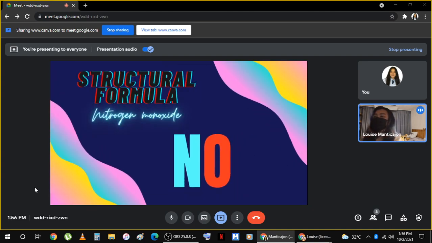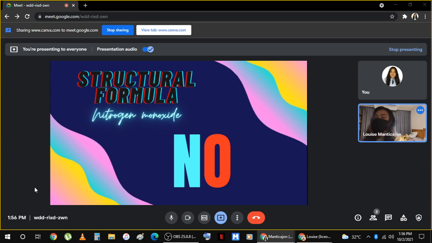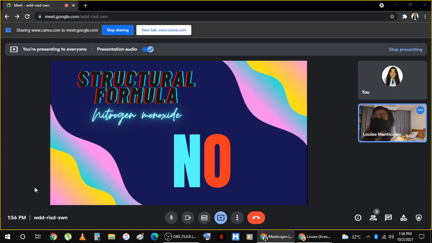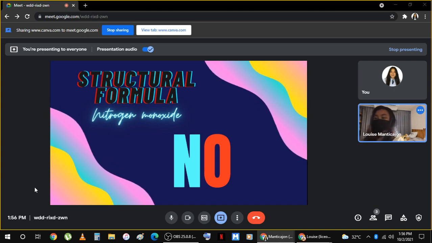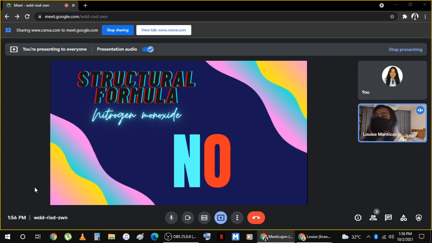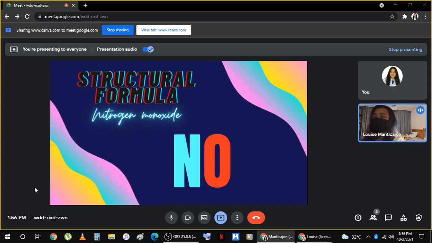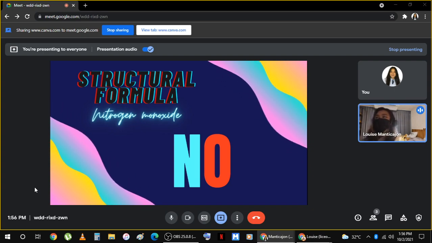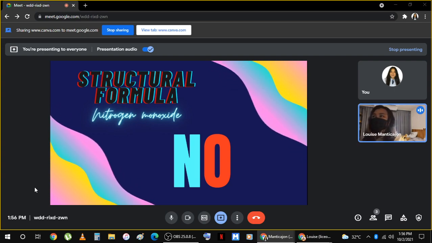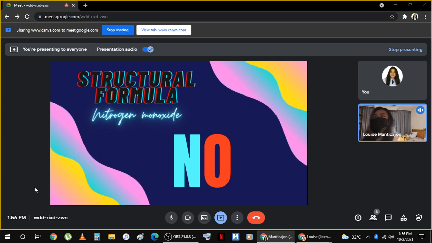Now, how do we write the structural formula? We have nitrogen and monoxide, which stand for nitrogen and oxygen. Their value is only 1, which means that the only thing we need to write is their symbols, which is NO. And that's it. That's our structural formula.